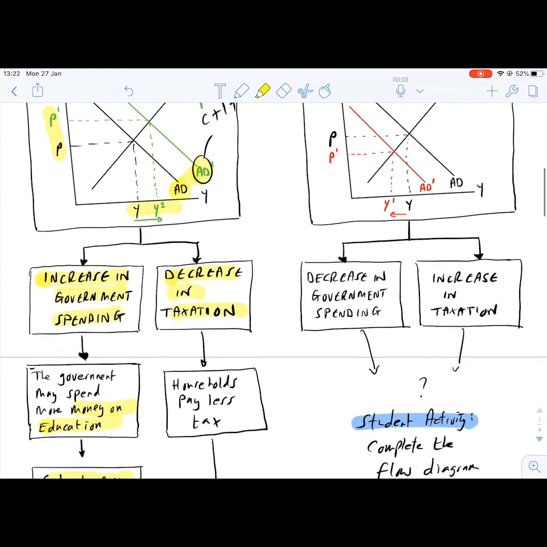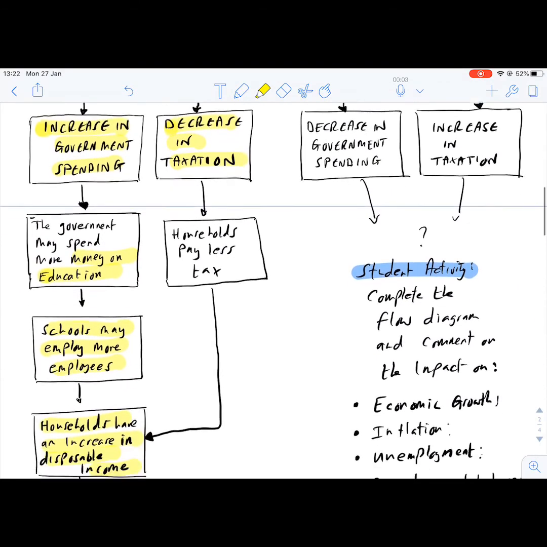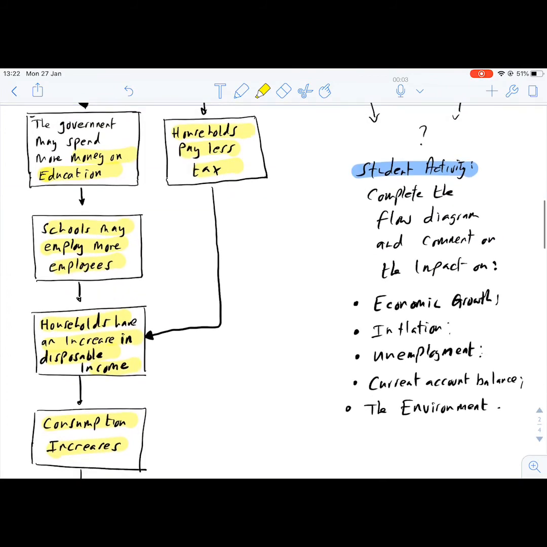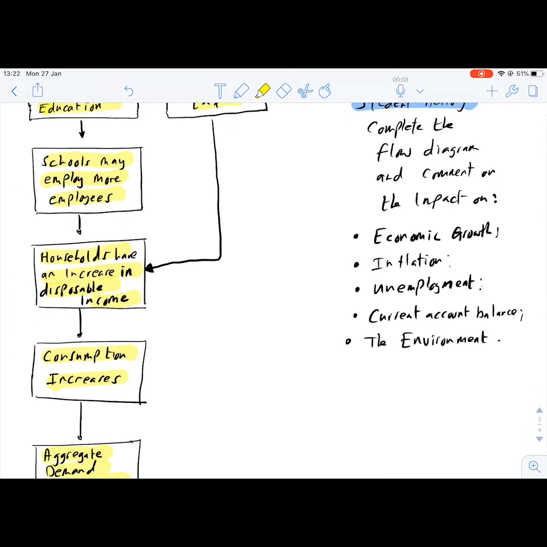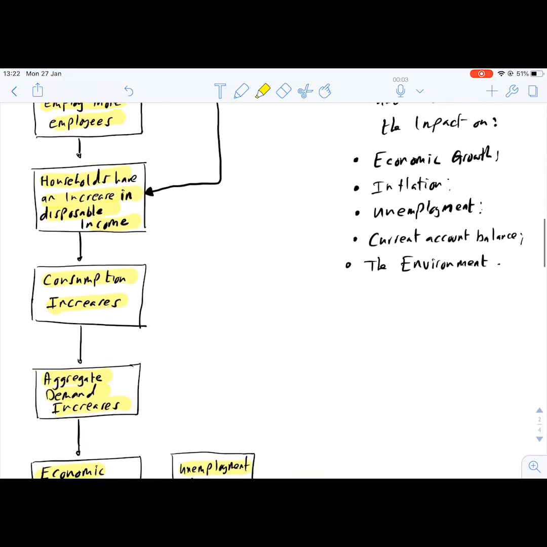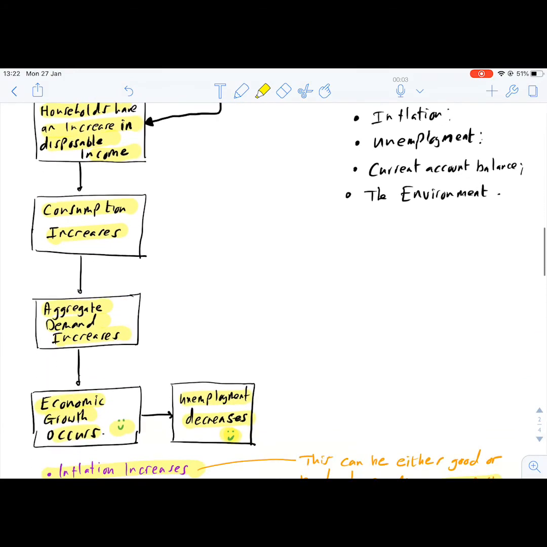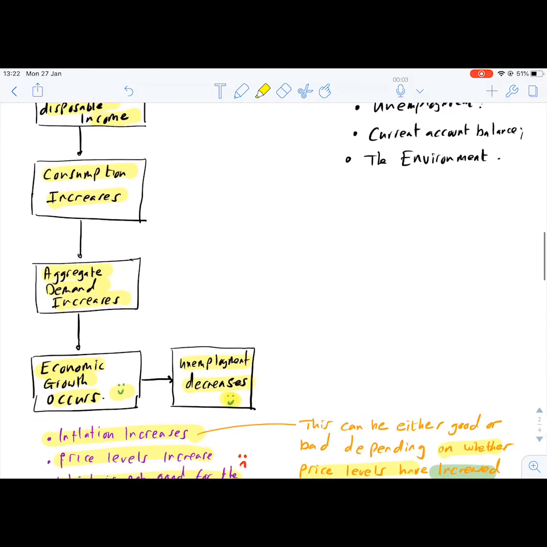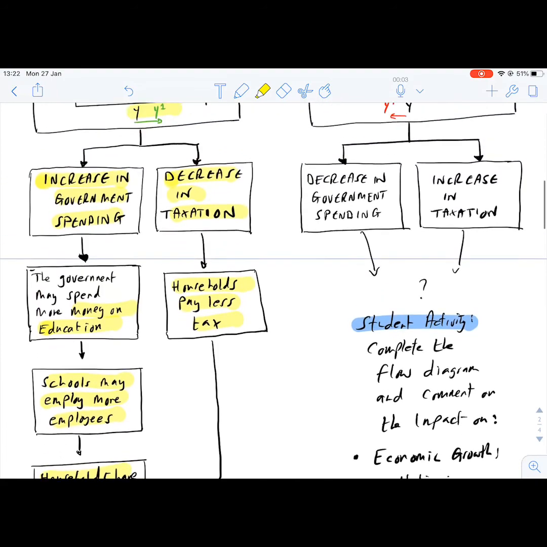Okay, now, a decrease in taxation. Households will pay less tax. This is really good because households have an increase in disposable income, and the same flow can be discussed as for the previous example.